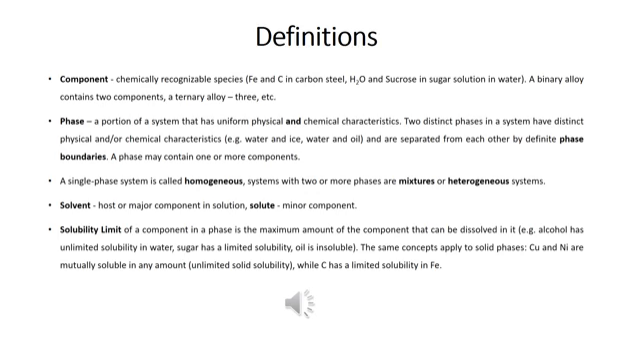Then we have a phase. A phase is a portion of a system that has uniform physical and chemical properties and is separated by a boundary from other phases. Then a homogeneous phase is just one continuous phase. And a solvent is the major component in a solution. And the solubility limit is the maximum that a solvent can take of a salt.